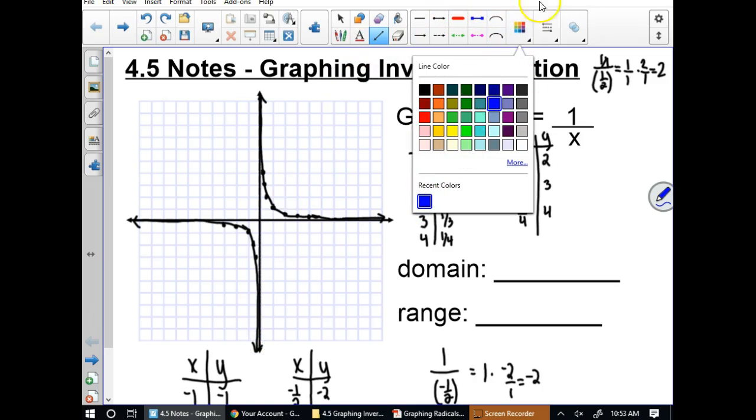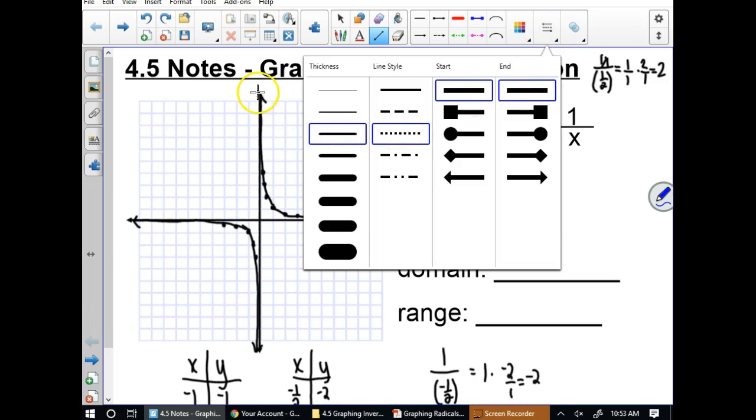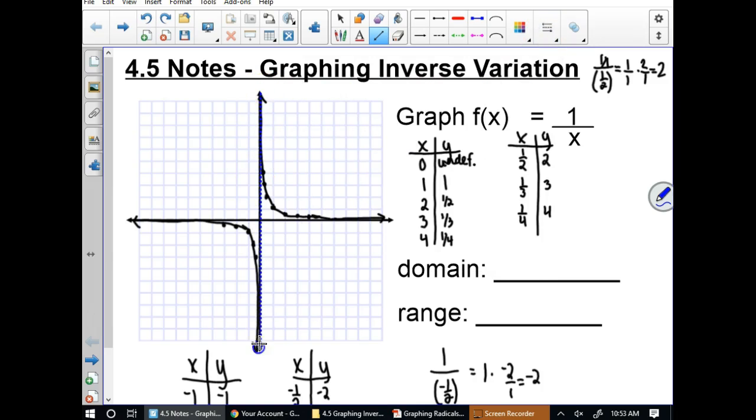It needs to be a different color than black so that you can see it. A dotted line for those asymptotes, right? And so if you put those dotted lines there, I want you to include the points (1, 1) and (-1, -1), and then you don't have to actually draw in the other points. Just draw the graph as best you can.